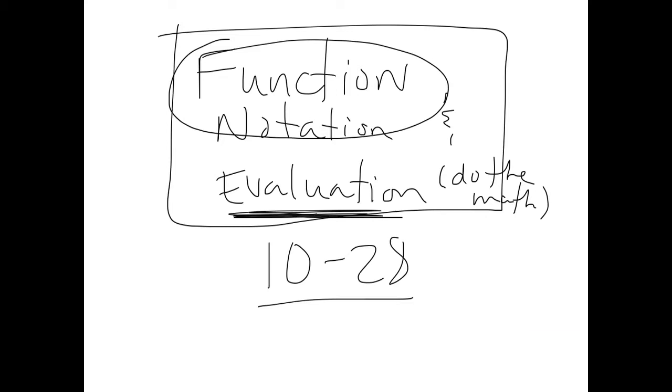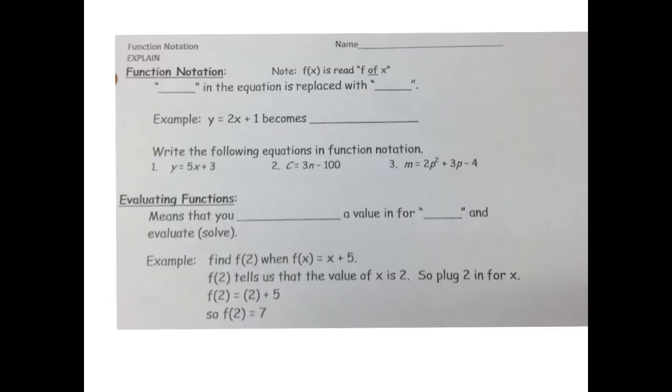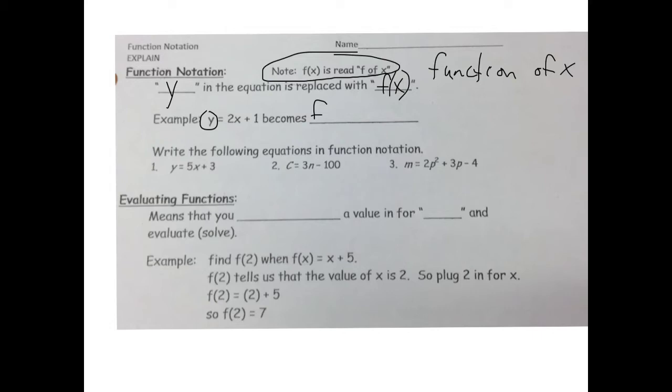Let's jump right in. For function notation, we're replacing the y in the equation with f of x. Now this doesn't say f times parentheses x. This is f of x, just like it's written right here. It stands for a function of x. An example is y equals 2x plus 1 becomes, we take out the y and we replace it with f of x equals 2x plus 1.